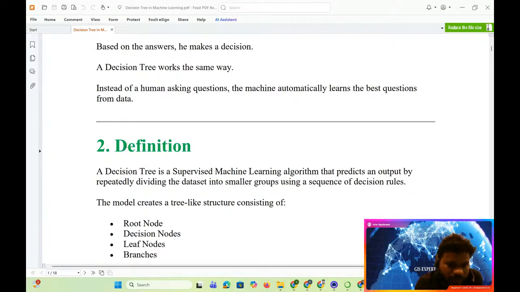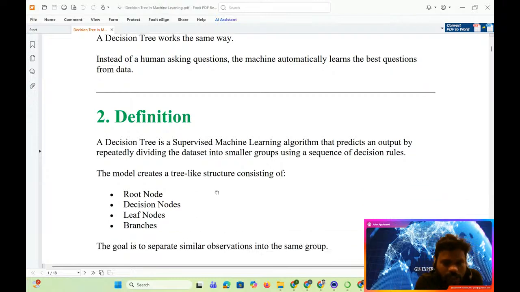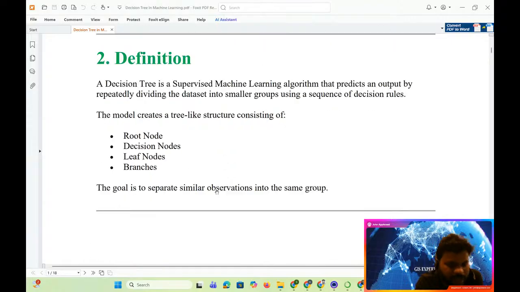So the definition for this topic: a decision tree is a supervised machine learning algorithm that predicts an output by repeatedly dividing the dataset into smaller groups using a sequence of decision rules. The model creates a tree-like structure consisting of root node, decision nodes, leaf nodes, and branches. The goal is to separate similar observations into the same group.